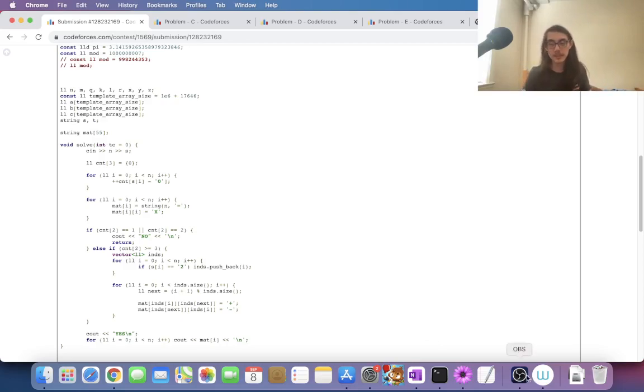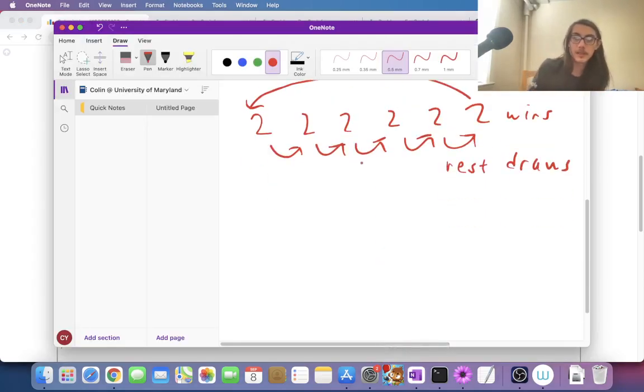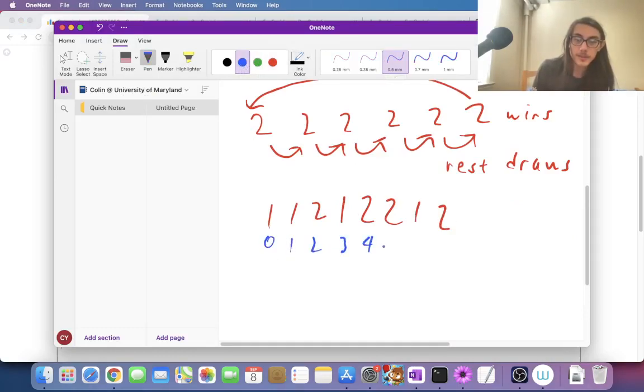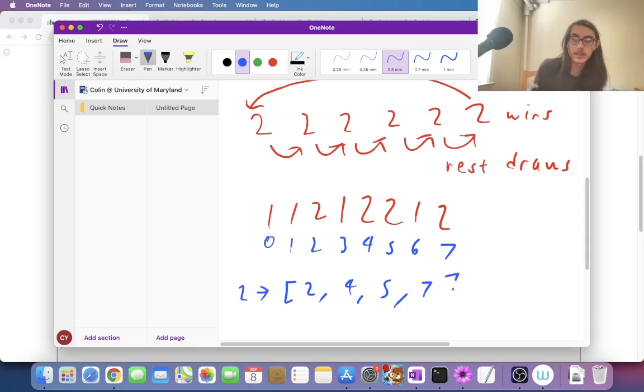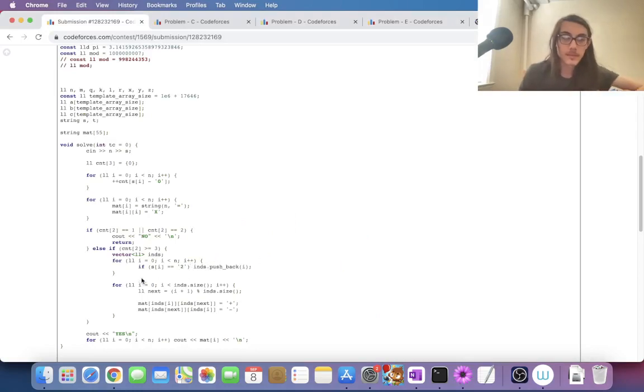So what I'm doing is I'm keeping track of the indices. For example, say I had the string 1, 1, 2, 1, 2, 2, 1, 2. Then the indices here would be 0, 1, 2, 3, 4, 5, 6, 7. And the indices of the 2s specifically would be 2, 4, 5, and 7. And so I can say 2 beats 4, 4 beats 5, 5 beats 7, 7 beats 2. So yeah, I'm creating this list of indices.